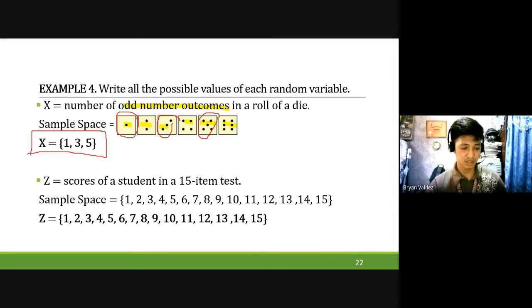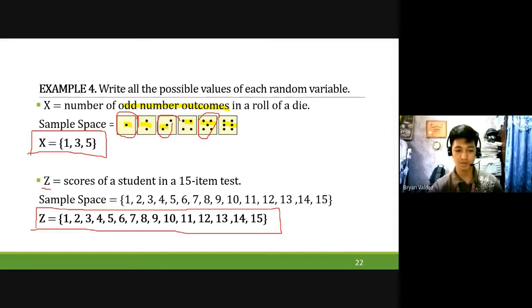Okay, so the second example, for example number 4, the random variable z is equal to the scores of a student in a 15-item test. So sample space natin ay 1 to 15. Bakit 1 to 15? Kasi di ba lahat naman to, numbers 1 to 15 is possible score ng student natin. Okay, so since wala namang given na binigay, we are just going to identify the possible scores of a student in a 15-item test. So our possible values are z is equal to 1 to 15.